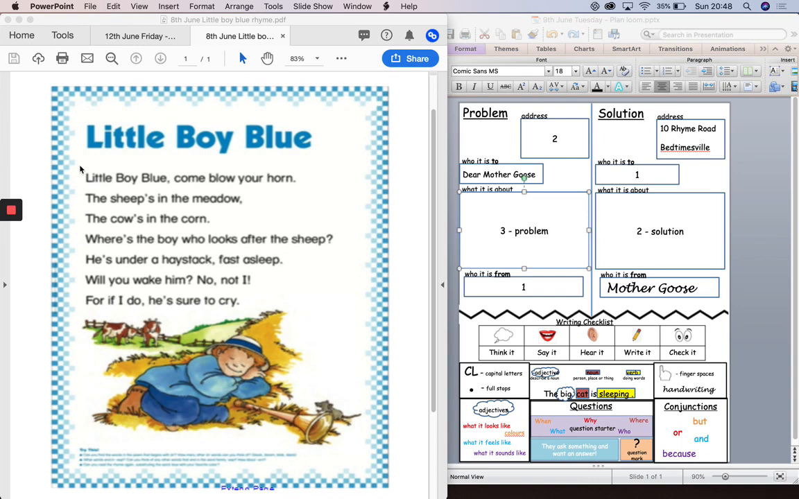Little boy blue, come blow your horn, the sheep's in the meadow, the cow's in the corn. Where's the boy who looks after the sheep? He's under a haystack, fast asleep. Will you wake him?